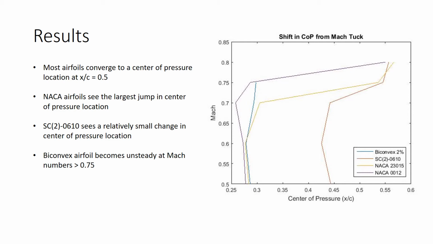The last thing to notice is that the biconvex airfoil only goes up to about Mach 0.75. This is because we saw some unsteady flow characteristics moving past Mach 0.75, and so we can say pretty much right off the bat that the biconvex airfoil would not be a good candidate for transonic flow applications.